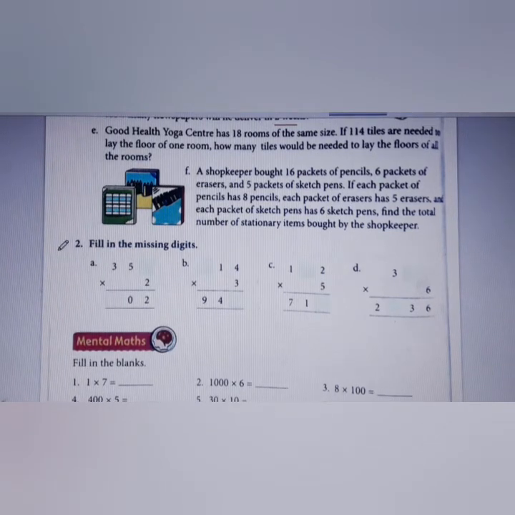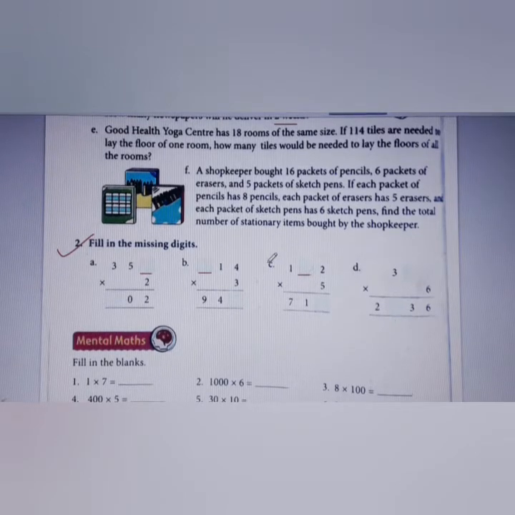Next is your question number 2. Fill in the missing numbers. Fill in the missing digits. So children, this is multiplication. You may get regrouping also here. You may get without regrouping also. So we have to observe whether it is regrouping or without regrouping. Let's see the first one.